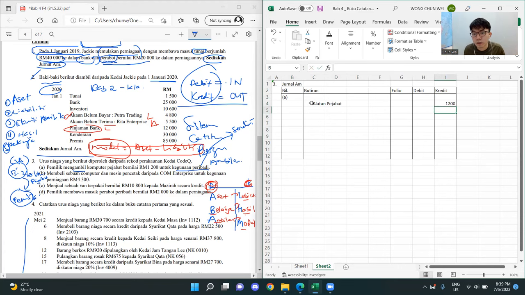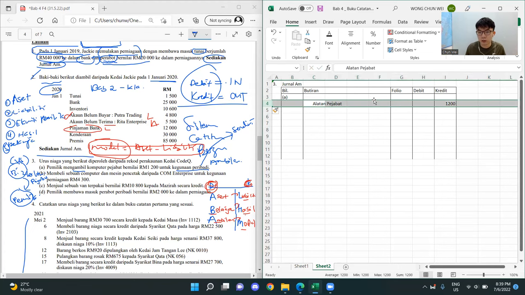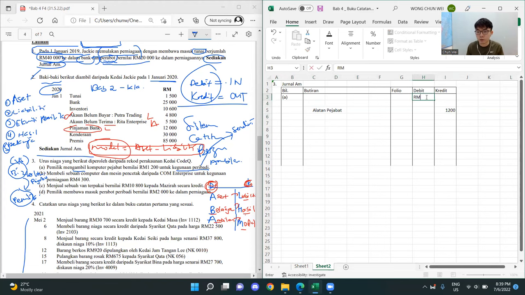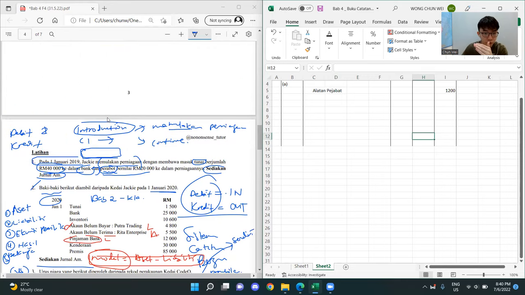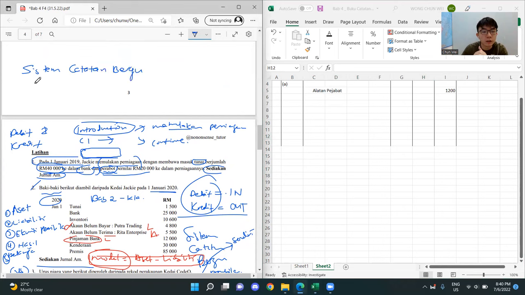And of course, make sure you have RM on top under your debit and credit. Okay, so when I told you for your buku catatan pertama, for your ledger, we always menggunakan prinsip ini, panggil sistem catatan buku. Let me write down again for you. Sistem catatan buku. And for those that are learning in English, it is called double entry.